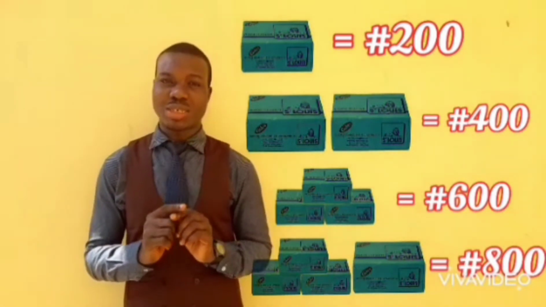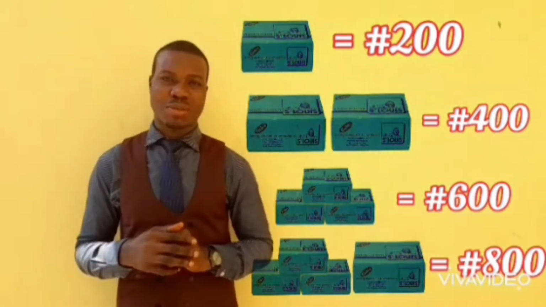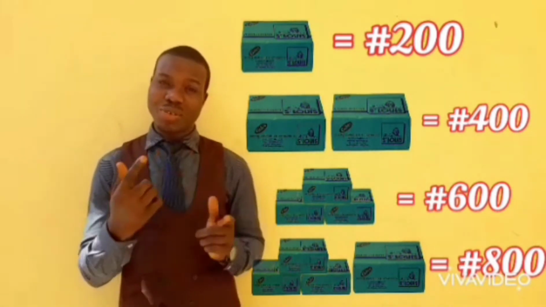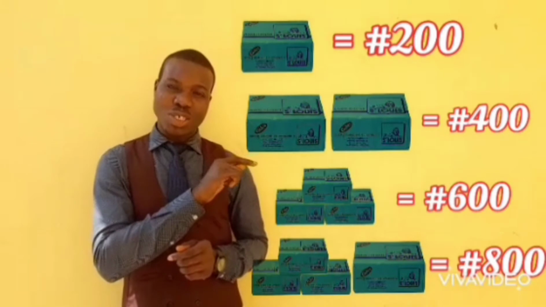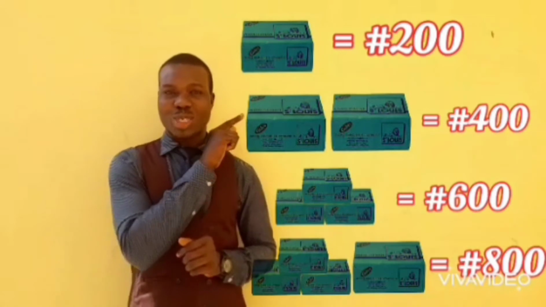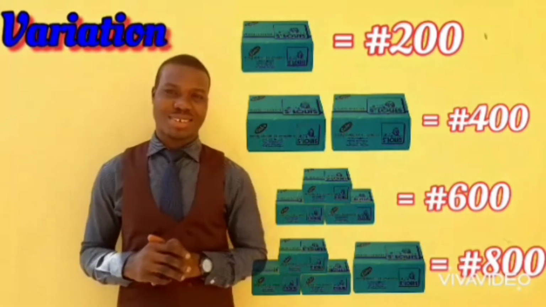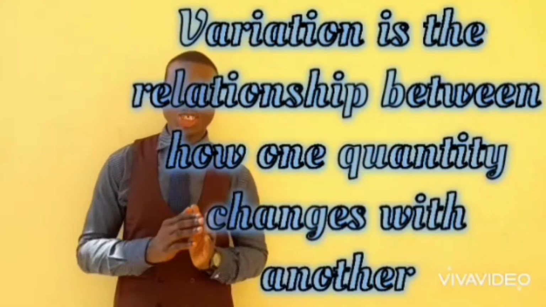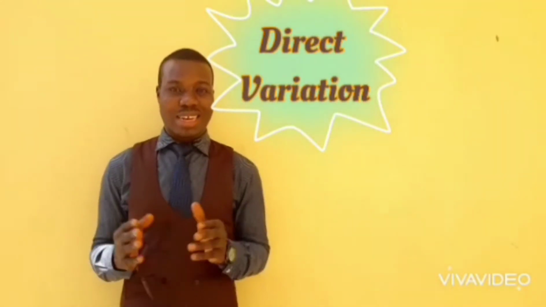Now you will notice a trend between the number of packets of sugar and the cost of the packets of sugar. There is a relationship, and the relationship is that the number of packets of sugar is increasing as the cost is increasing. That relationship between the number of packets of sugar and the cost is called variation. So variation is the relationship between how one quantity changes with another. In this video, you'll learn how to solve problems under direct variation and inverse variation.